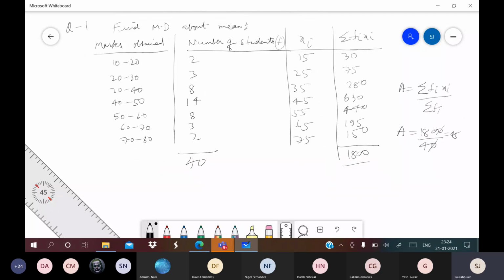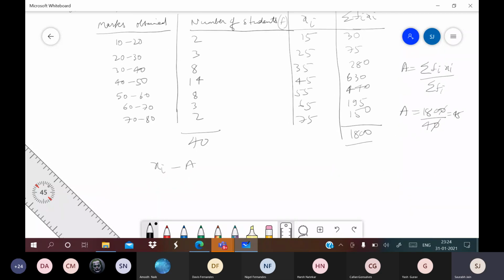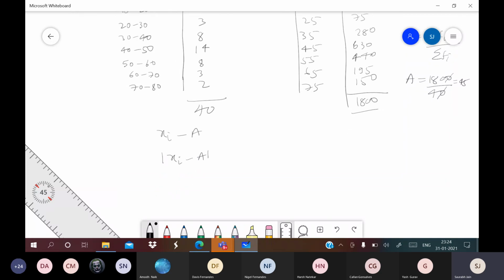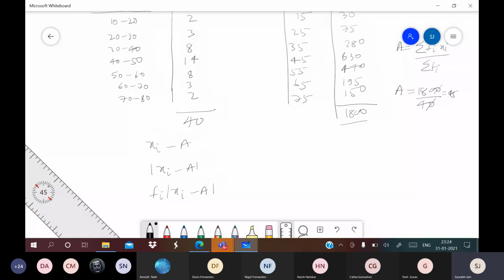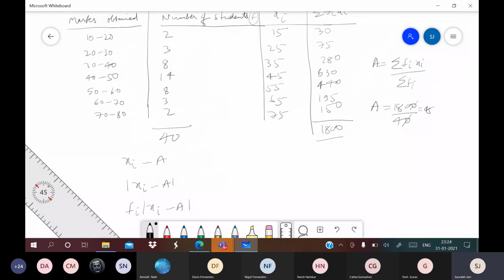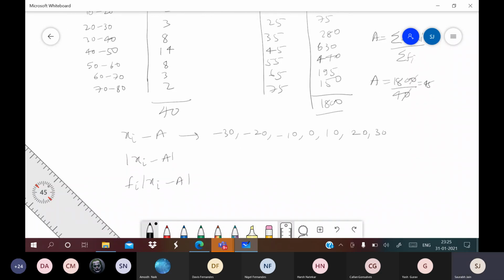Now you have A. Again same thing: find xi minus A, then find mod of xi minus A, then find fi into mod of xi minus A, and finally you use the formula. So what are these values? 15 minus 45 is minus 30, minus 20, minus 10, 0, 10, 20 and 30, and this is their mod values.